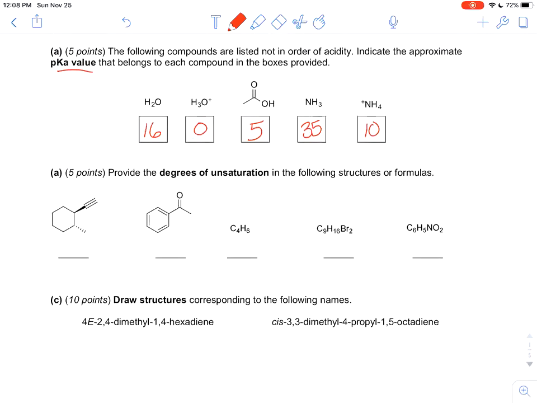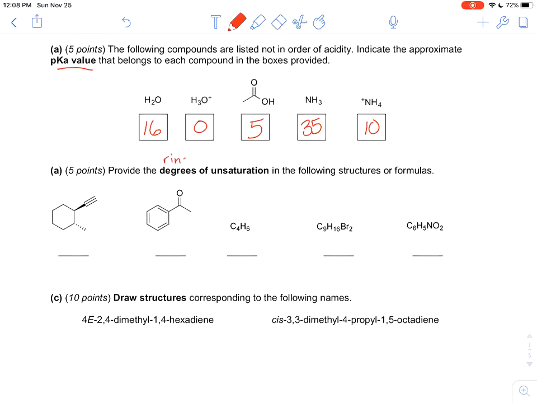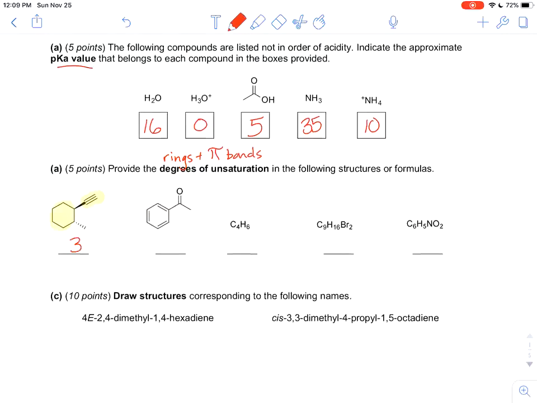The next, we are looking for degrees of unsaturation. And in short, degrees of unsaturation is the total number of rings plus pi bonds that we see in the structure. And remember, pi bonds would be a double bond or a triple bond, where a triple bond is actually 2 pi bonds. So in our first example, we have 2 degrees of unsaturation from the alkene plus another 1 from the ring. So this gives us a total of 3 degrees of unsaturation.